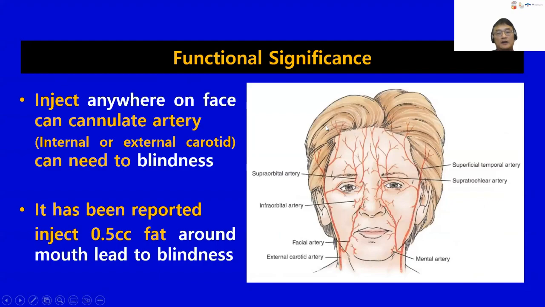So why is vascular occlusion important in facial injection procedures? When we inject anywhere on the face, we can cannulate an artery, which can lead to blindness. Also, it has been reported that only 0.5 cc of fat in the mouth area led to blindness as well.